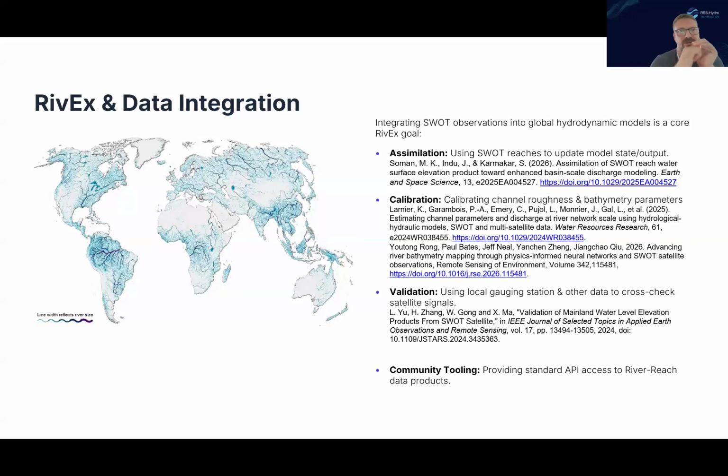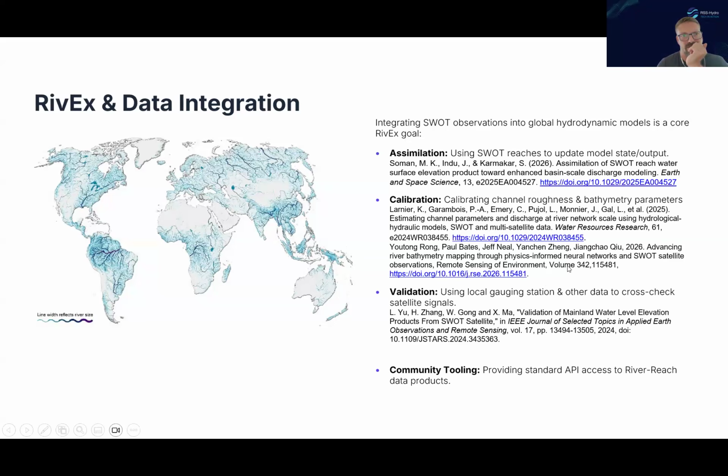And there's also a lot on calibrating the channel roughness and bathymetry parameters that I was talking about, this bathymetry that can be not well observed. But there's a lot of effort being done, especially by the Bristol team and the French hydraulic modelers, to see if you can, through calibration of the model parameters, use SWOT observables to let the model estimate these river bathymetries. And that works quite well.